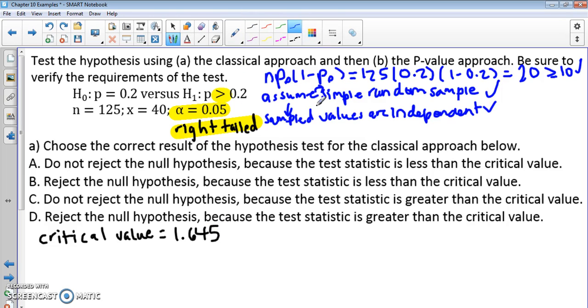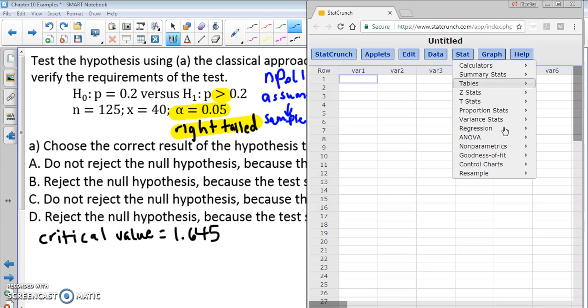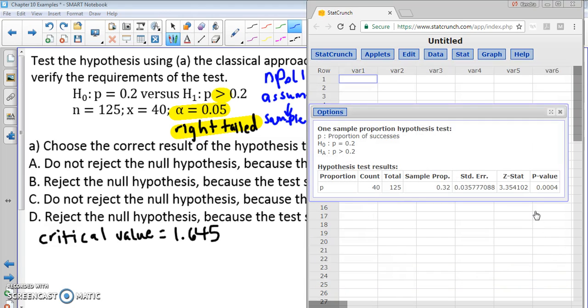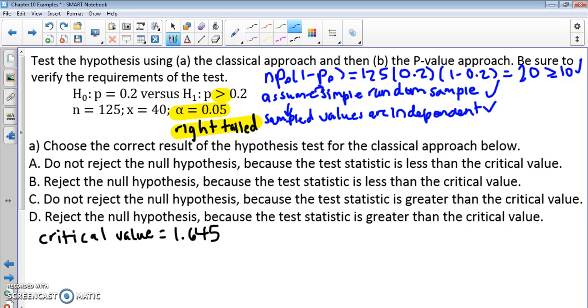And now we need to find our test statistic. So we can use StatCrunch to do that. So we're going to go in, Stat, Proportion Stats, One Sample, With Summary. Type in our number of successes, which is 40. Our observations is 125. And hypothesis test, this is 0.2 for the null, and this is greater than for the alternative. And I'm going to hit compute here. So our test statistic is 3.35, so we're going to round to 2 decimal places here.